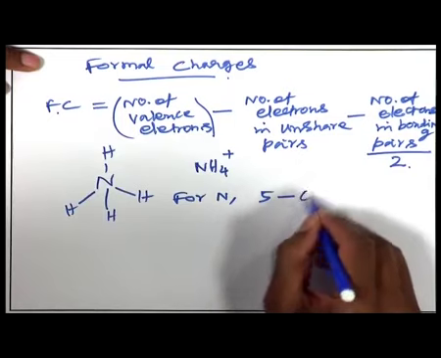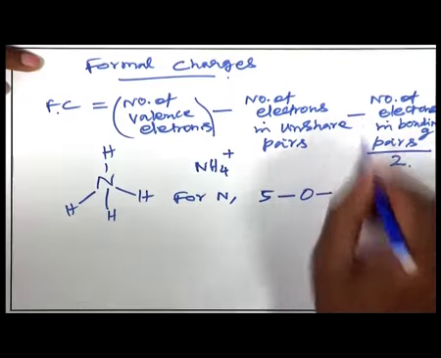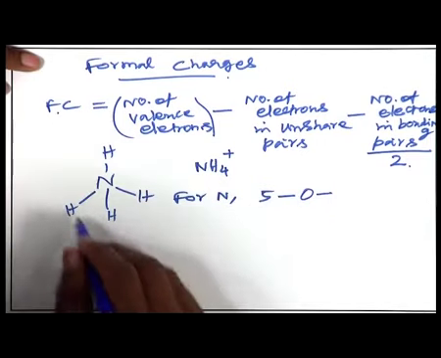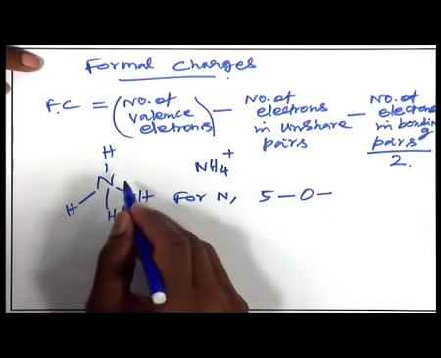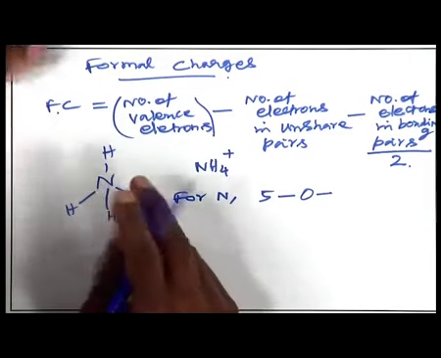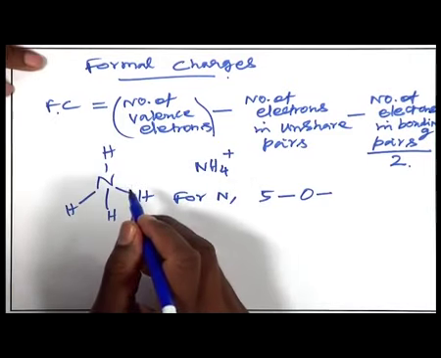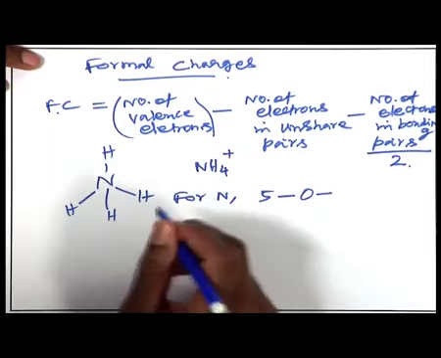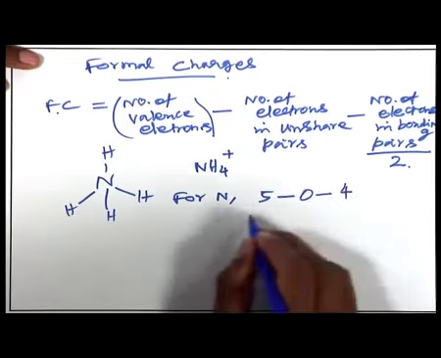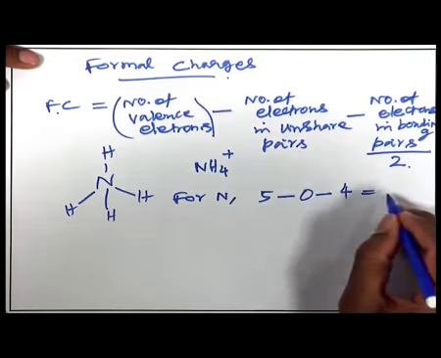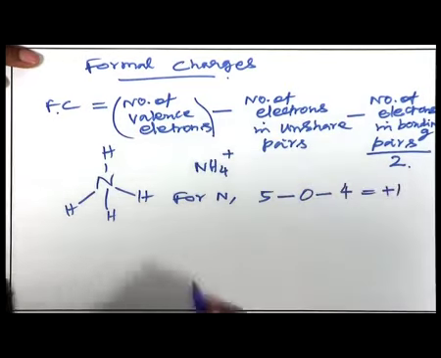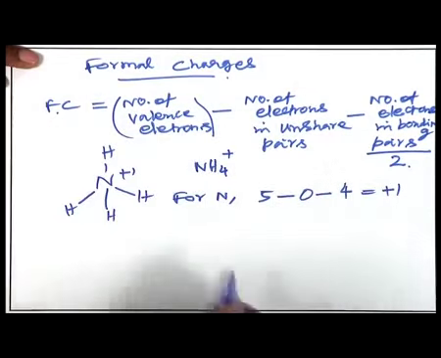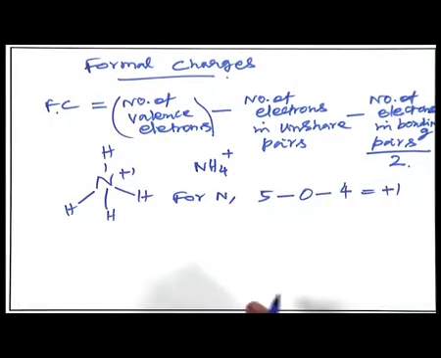So, it is 0 here, minus the number of electrons in bonding pairs divided by 2. Around nitrogen there are 4 bonds, so there are 4 bonding pairs. 4 bonding pairs means 4 into 2 is 8, and 8 divided by 2 equals 4. That comes out to be plus 1. So that is why the charge on the nitrogen is plus 1. I hope it is clear how to calculate.